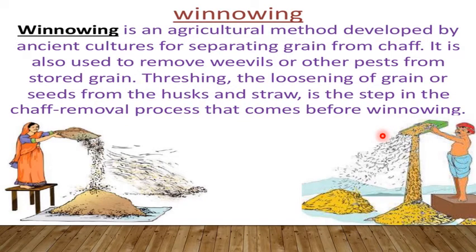So winnowing is an agricultural method developed by ancient cultures for separating grains from chaff. It is also used to remove weevils or other pests from stored grain. Threshing, the loosening of grain or seeds from the husk and straw, is the step in the chaff removal process that comes before winnowing. See students, this is a very ancient process.